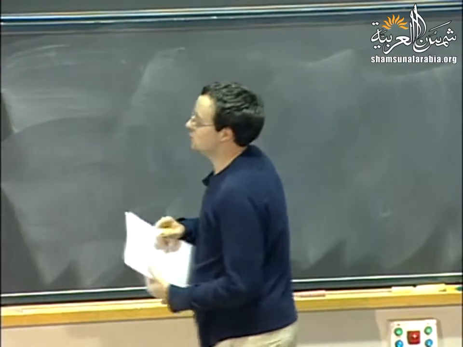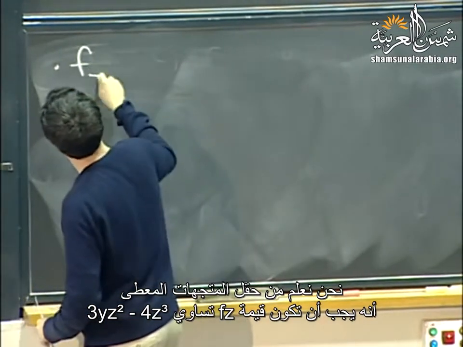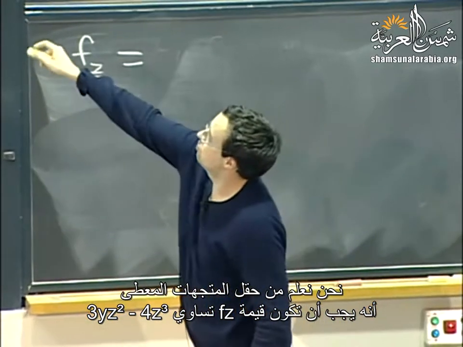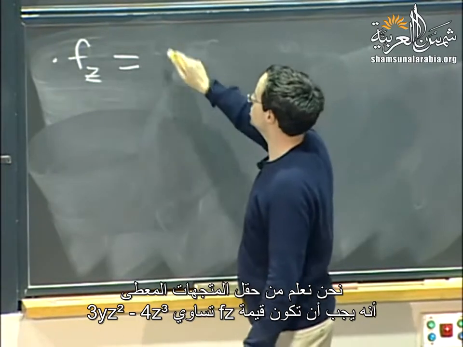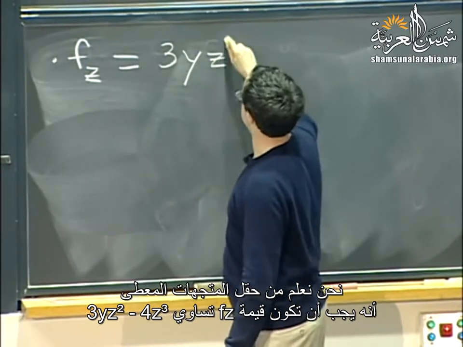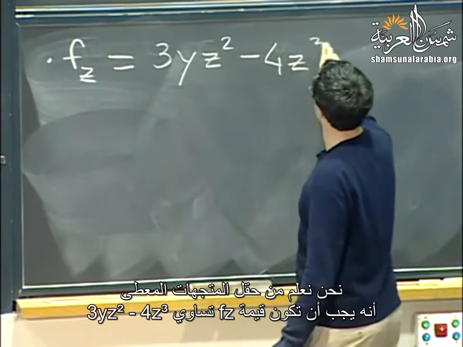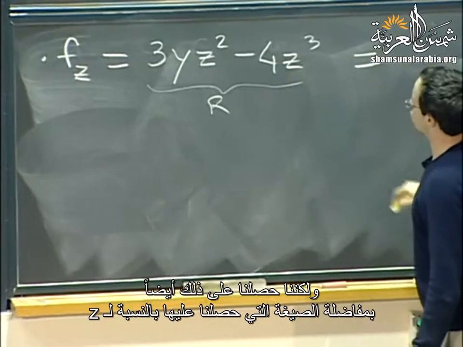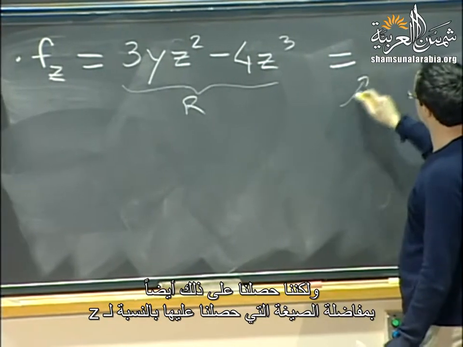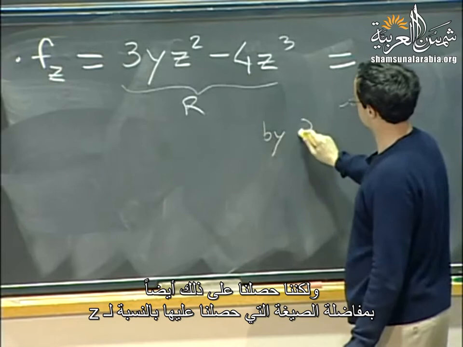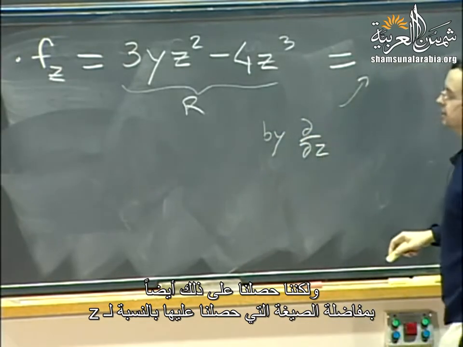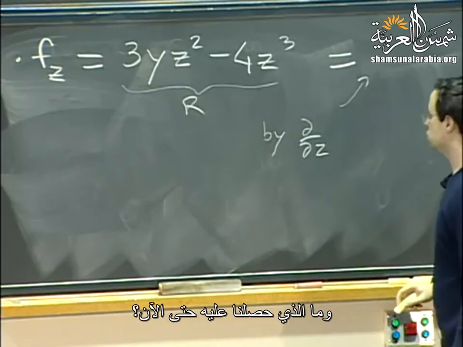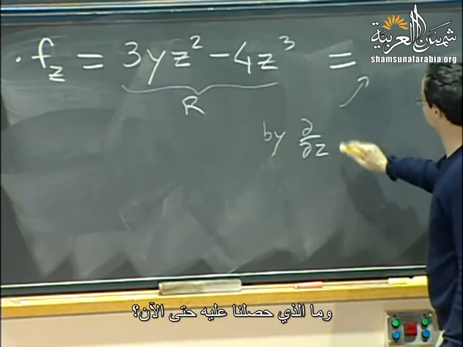Okay, so f sub z, well, we know from the given vector field that we want it to be 3yz squared minus 4z cubed. So in case you're wondering where that came from, that was R, okay? But that's also obtained by differentiating with respect to z what we had so far. Sorry, so what did we have so far?